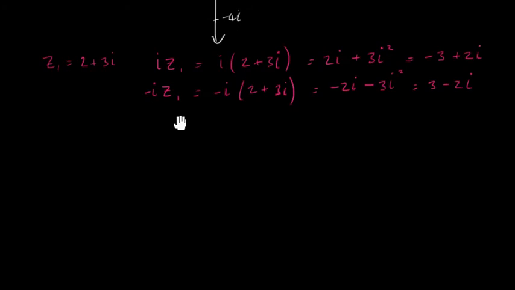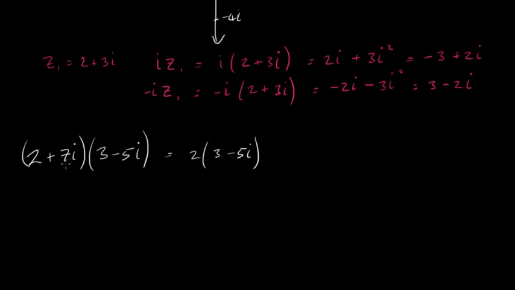Okay, so let's have a look at multiplying one complex number by another complex number. So let's say 2 plus 7i, and we're going to multiply that by 3 minus 5i. So all you've really got to do here is exactly the same as what you do in normal algebra. You multiply the 2 by the 3, the 2 by the minus 5i, the 7i by the 3, and the 7i by the minus 5i. So in other words, we're taking the 2 and multiplying it by 3 minus 5i, and then we're taking the plus 7i and multiplying that by 3 minus 5i.